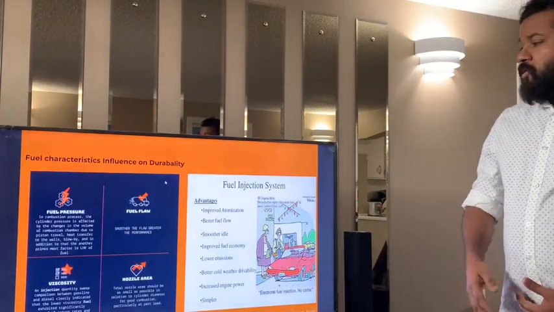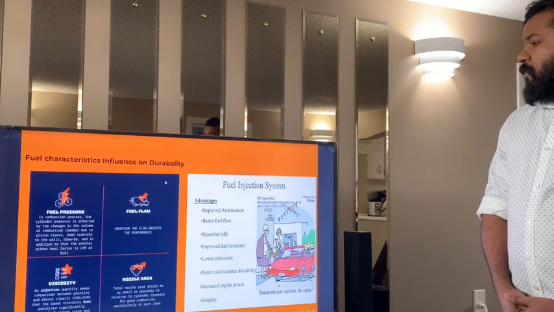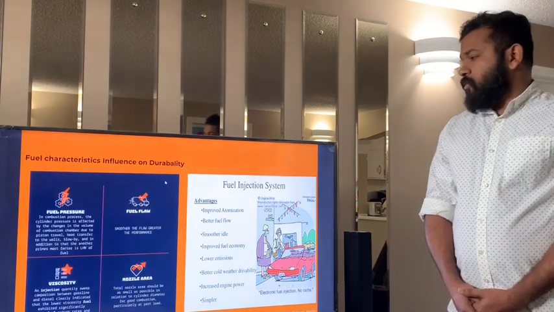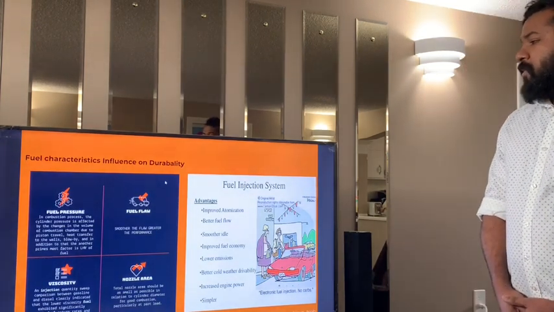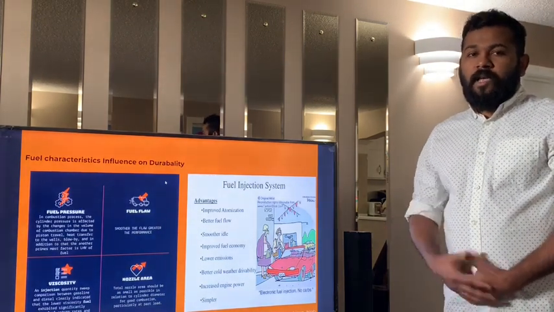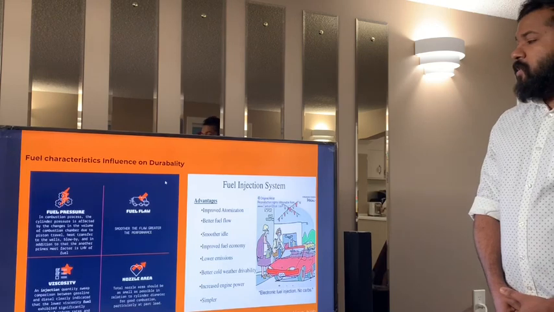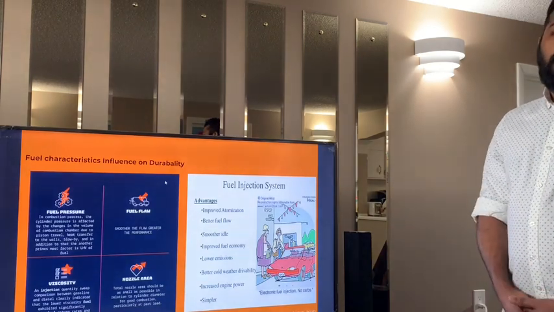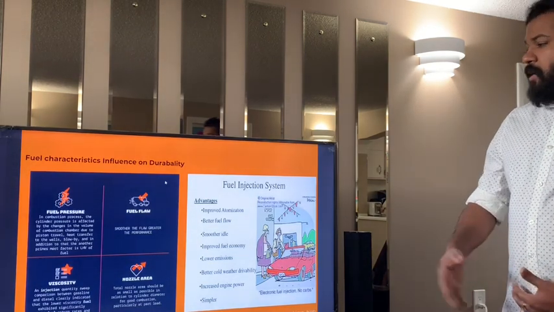Moving on, the next performance characteristic is fuel flow. As we all know, the smoother the flow, the greater the performance. If it is a smoother flow, the performance will be greater for the fuel injection system, so that we can increase the efficiency of the system, and the economy as well.